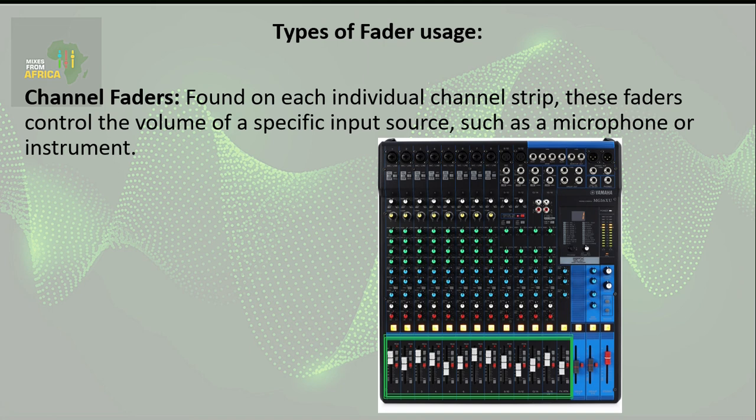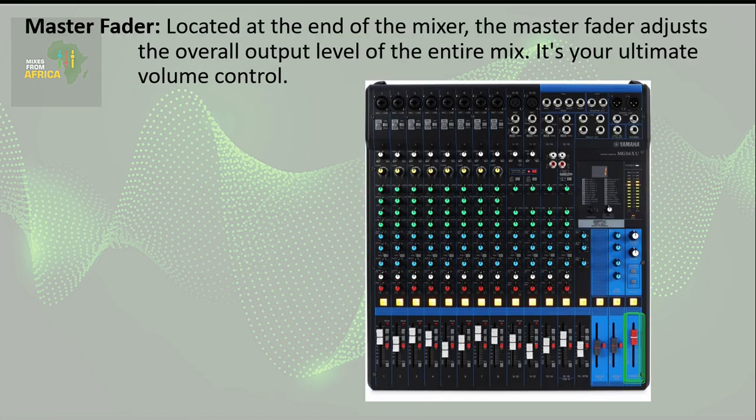These are very obviously found on each individual channel strip. These faders control the volume of a specific input source, such as a microphone or instrument, and are very easily seen. We have the master fader. Located at the end of the mixer, the master fader adjusts the overall output level of the entire mix. It's the ultimate volume control.